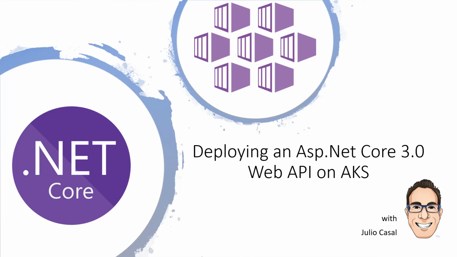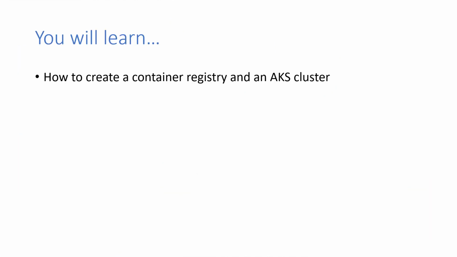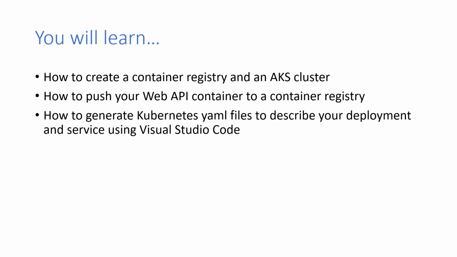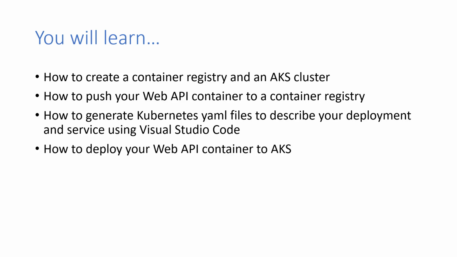Welcome! Today I'll show you how to deploy an ASP.NET Core 3.0 Web API on Azure Kubernetes Service, also known as AKS. You will learn how to create a container registry and an AKS cluster, how to push your Web API container to a container registry, how to generate Kubernetes YAML files to describe your deployment and service using Visual Studio Code, and how to deploy your Web API container to AKS.